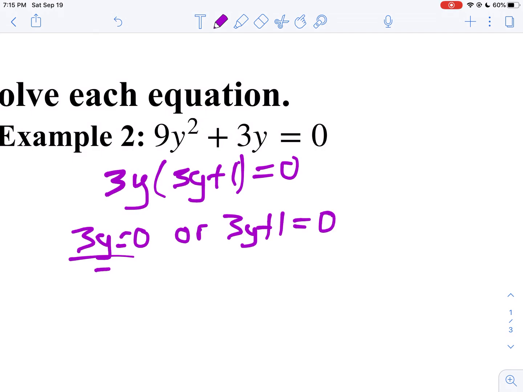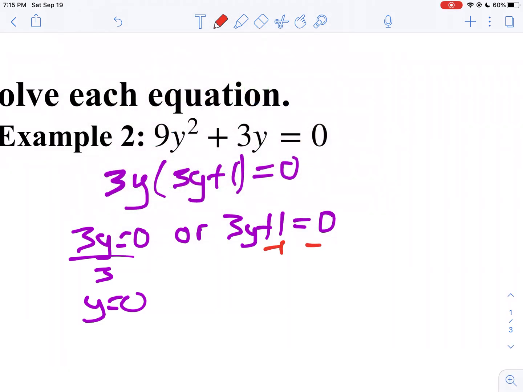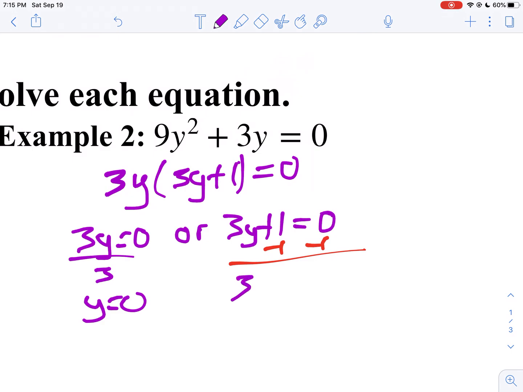Well, in the first case, we divide by 3, y would be 0. In the second equation, we're going to subtract 1 from both sides. 3y equals negative 1. Divide by 3. Y is negative 1/3. So we have two solutions, negative 1/3 and 0.